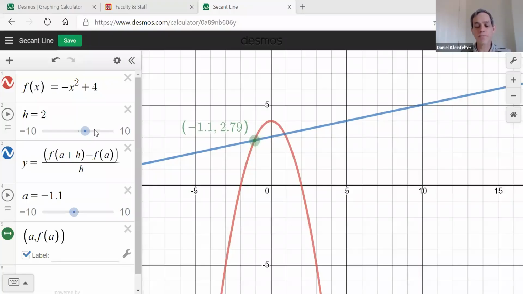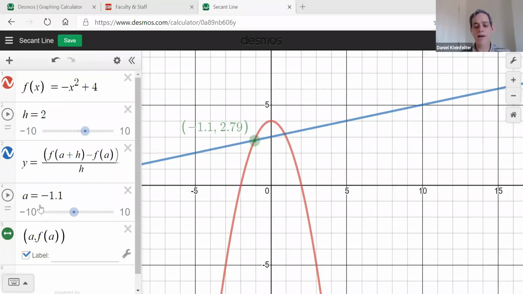Welcome back, everybody. In the last video, we were working on the average rate of change and the difference quotient for a function, and I wanted to show you a graph on the computer that hopefully will illustrate that in some detail. So here I'm using decimals again. I have a graph of minus x squared plus 4 shown here in red, and also I've set up some formulas to show us the secant line passing through a point A and A plus H.